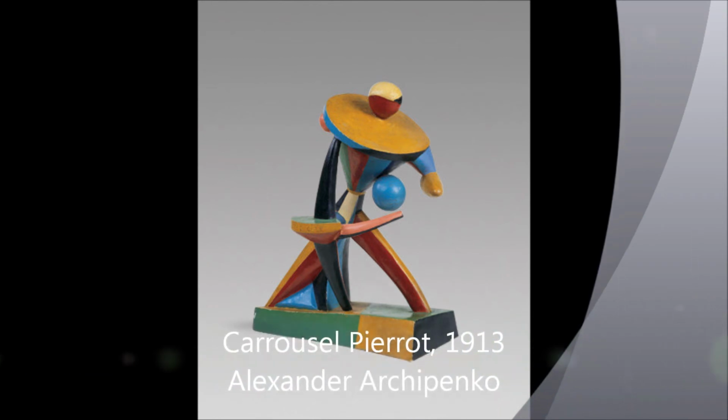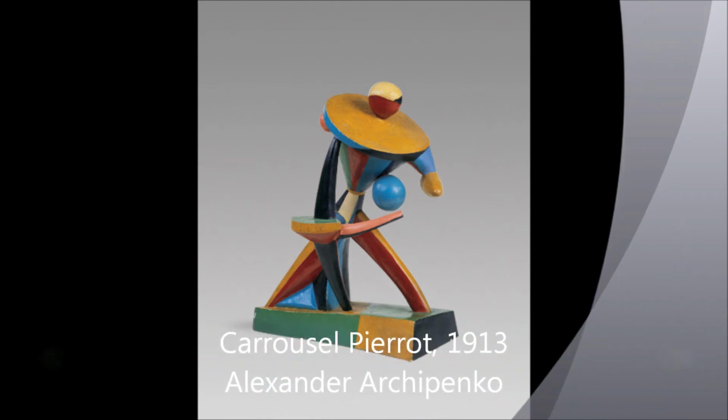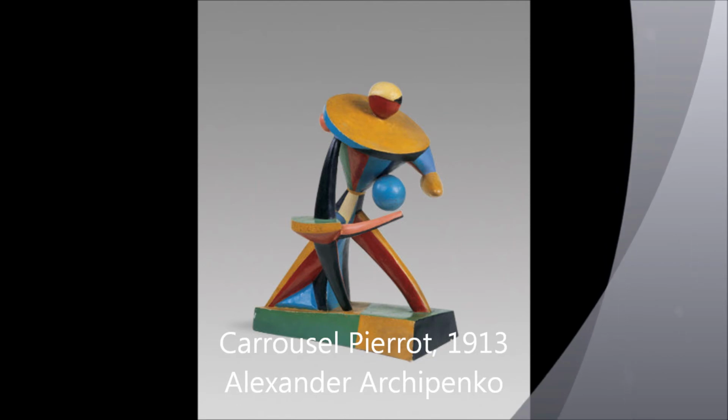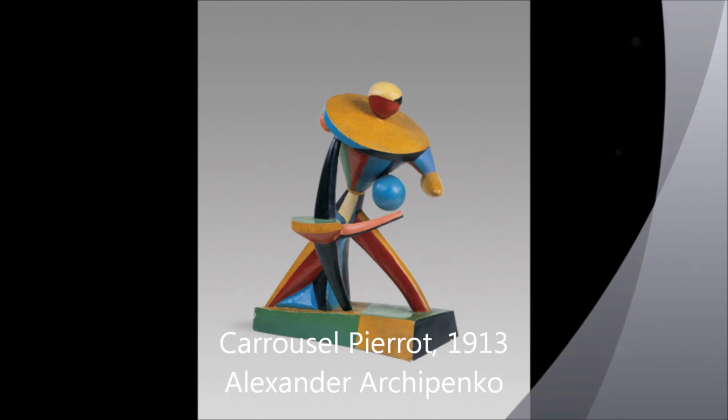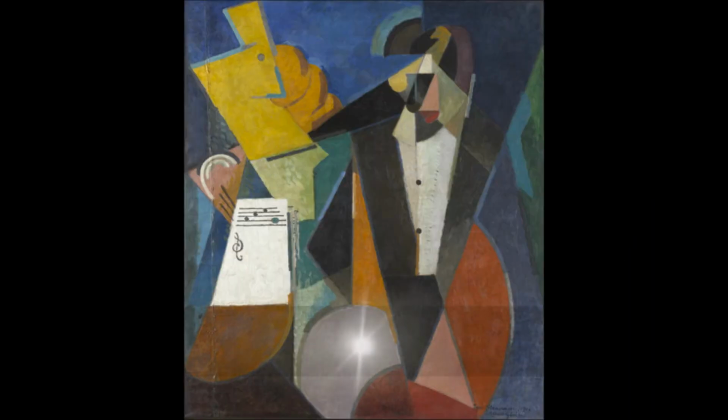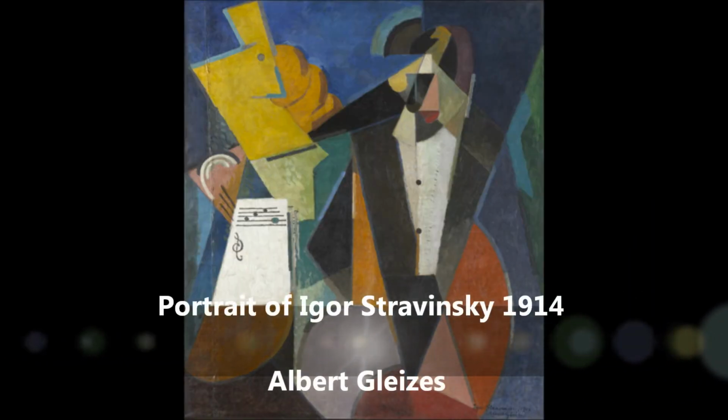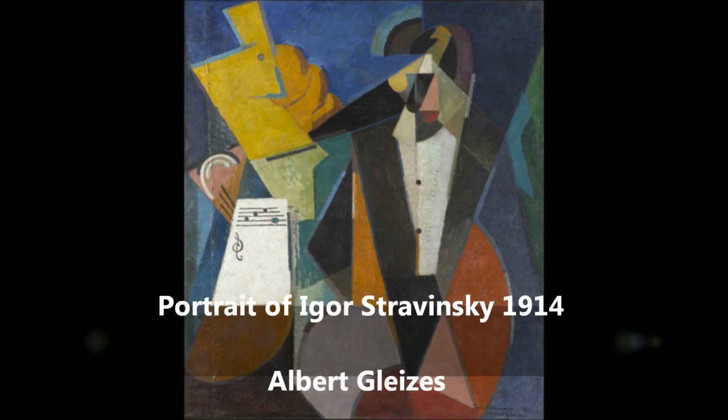Carrousel Pierrot, 1913, Alexander Archipenko, painted plaster. Alexander Archipenko was a Ukrainian artist, and once arriving in Paris, he was in the company of Pablo Picasso and the Duchamp brothers. Not unlike some Cubist painters, this sculpture is a figure in motion and inspired by Marcel Duchamp's Nude Descending a Staircase.